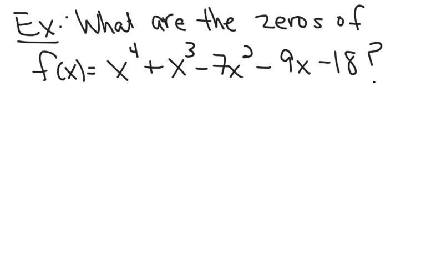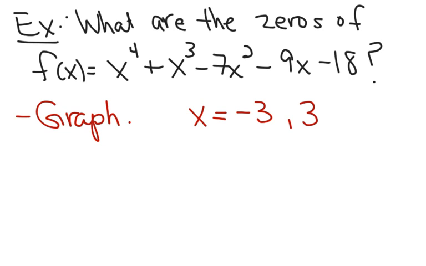So the first thing I'm going to do is graph this in my calculator and find where it hits the x-axis. So I graph and find the zeros, and we're going to find out the zeros are at negative 3 and positive 3. So there's two of the solutions. Wait a second, but this is a fourth degree polynomial. The fundamental theorem of algebra says there are 4 solutions. What are the other 2?